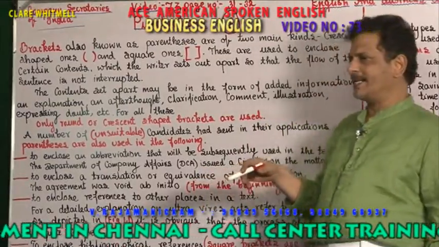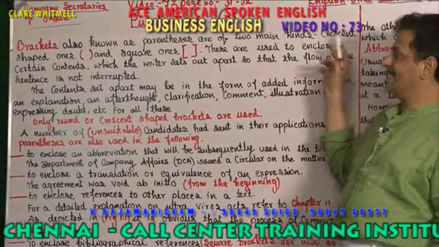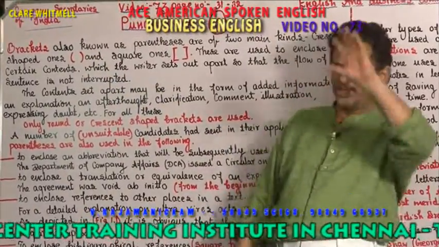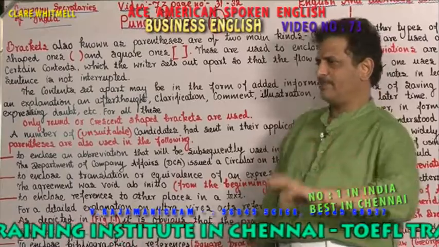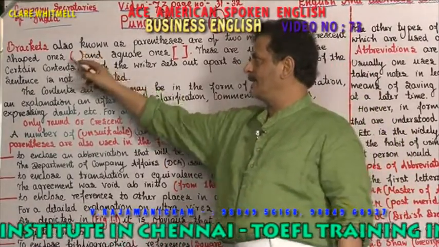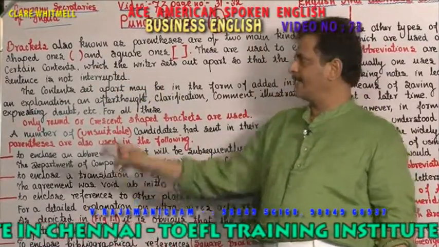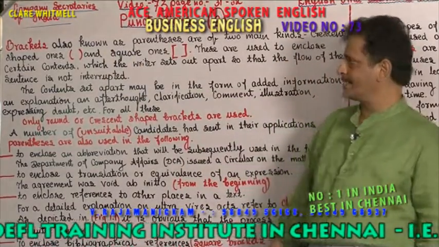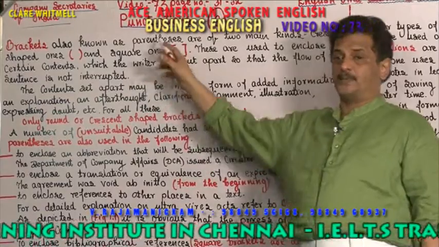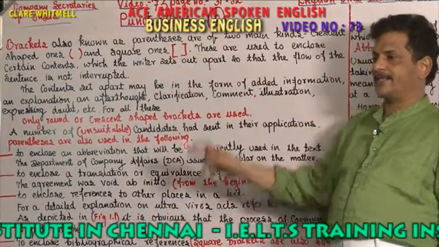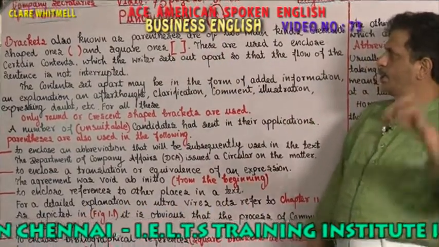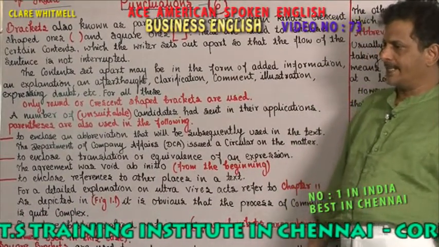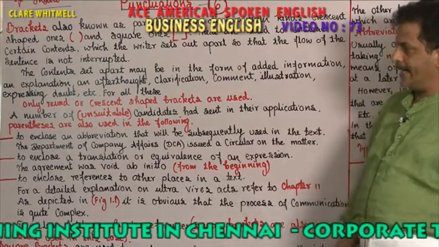What are the two main kinds? Number one is crescent shaped ones. Crescent means what? It is moon shaped, right? The moon shaped, crescent shaped one. You write like this, and write the information inside the crescent shaped brackets. And square ones, these brackets are called square brackets, right? So two brackets are there. One is crescent shaped brackets and the other is square brackets.